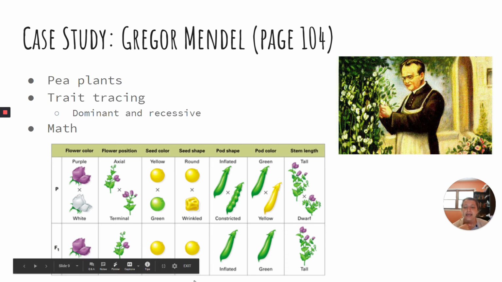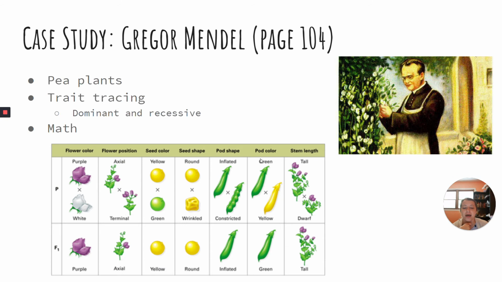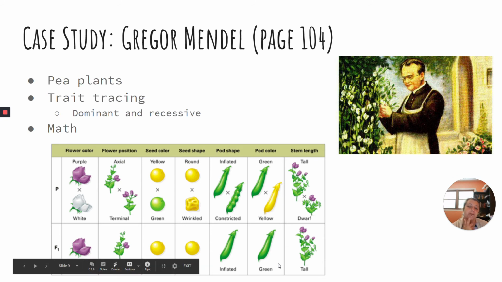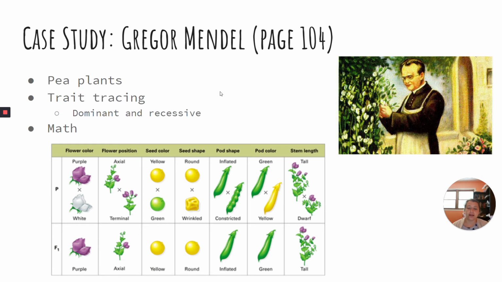Okay, the seed color, yellow or green? Yellow. The pod color, green or yellow? Green. Okay. So Gregor Mendel. I am not going to read this to you, but I would suggest that you read in your book from page 104 to page 105. Okay, so it's barely 2 pages. Easy read. He was a very interesting man.